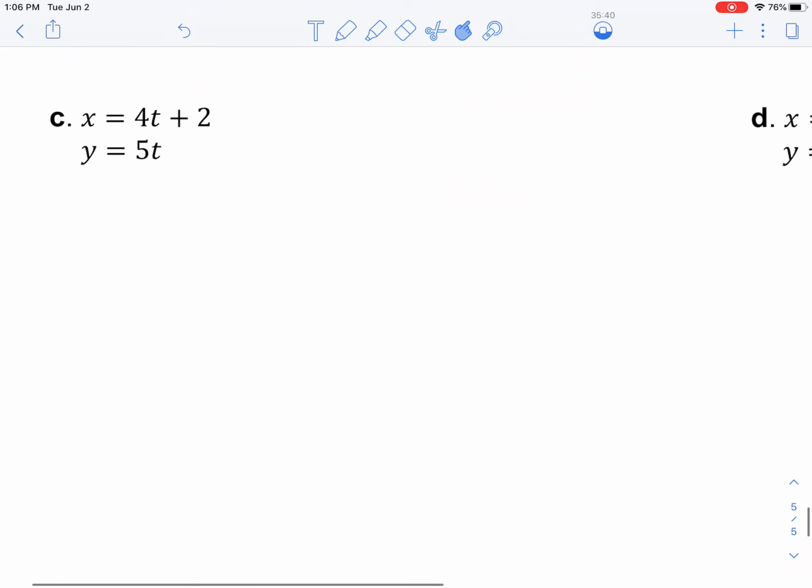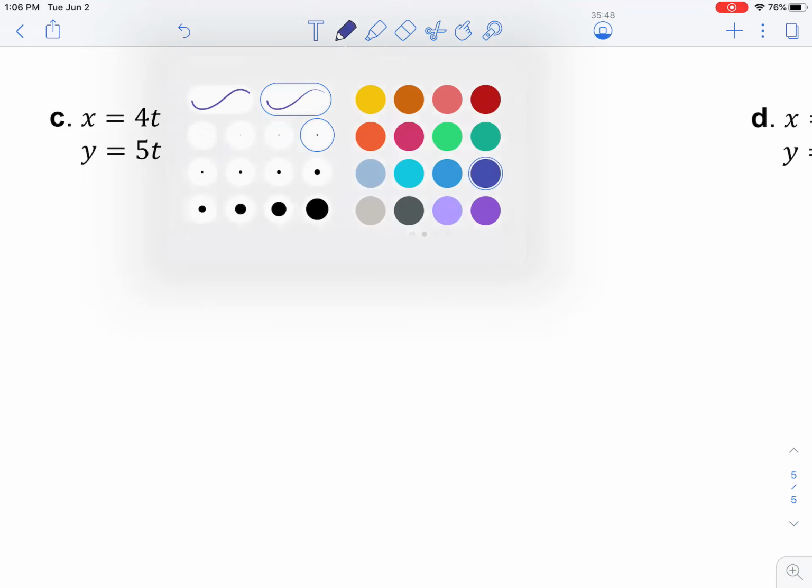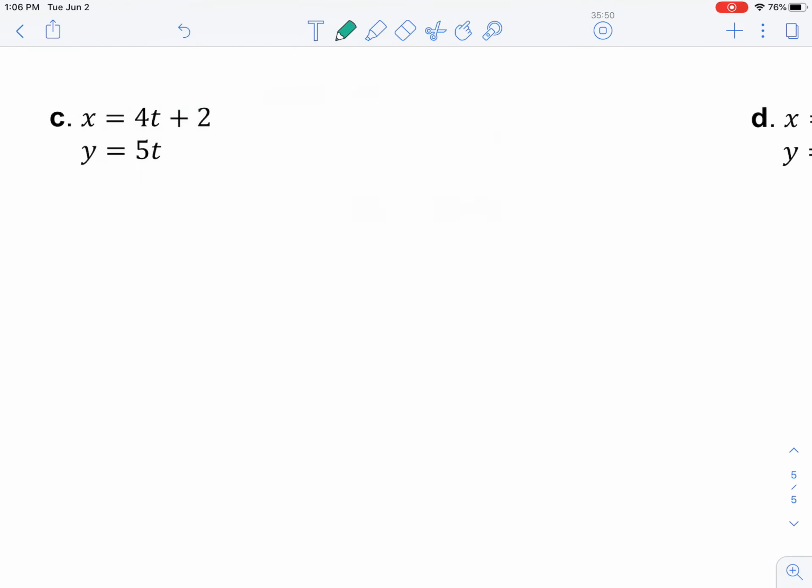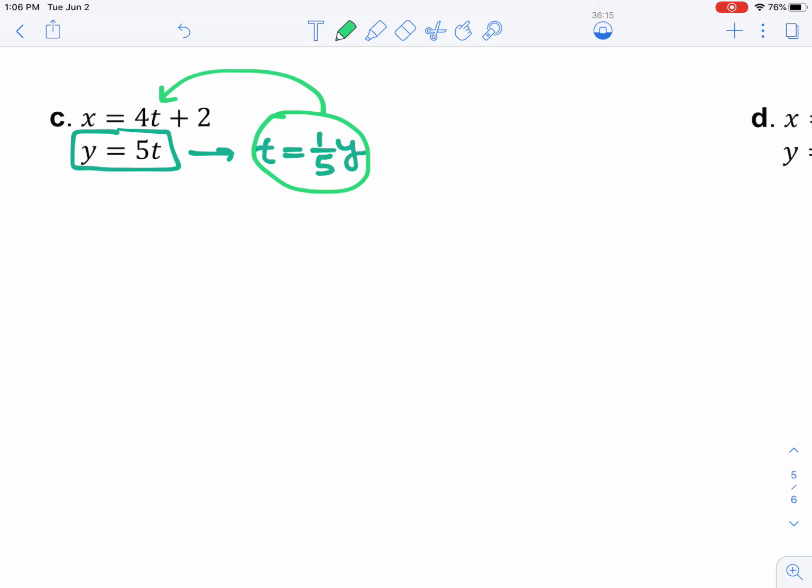All right, so looking at example C, I'm going to choose to isolate t in the second equation. I can quickly get t alone by dividing out that 5. I can see that t is equal to 1/5 y. And now I'm in a position to take that statement, t equals 1/5 y, and utilize it in my x equation. I can plug 1/5 y in for t in that equation.